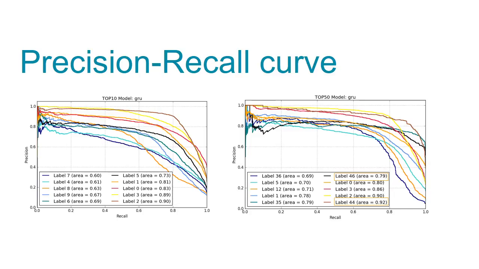Here we show the precision and recall curve for the top 10 and top 50 models. I would like to take note of label 46 and label 44. They were able to produce good performance in spite of having fewer occurrences. Although not done here, further analysis on why this is the case is highly recommended.